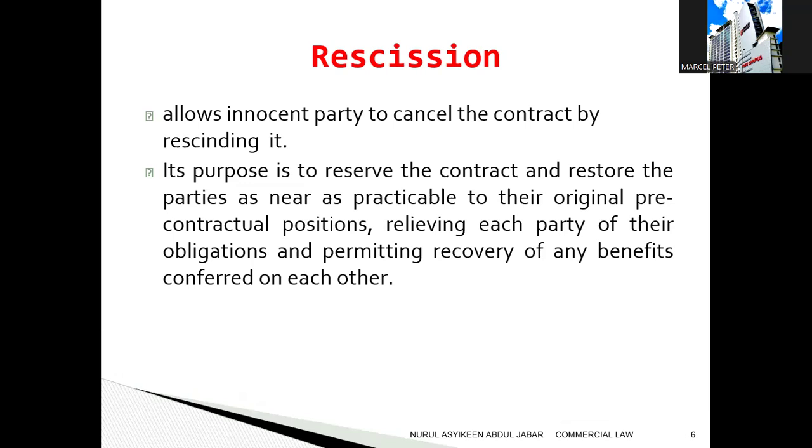This means any benefits already received must be returned, so neither party gains an unfair advantage. So, rescission cancels the contract and restores both parties to their pre-contract position instead of giving monetary compensation.